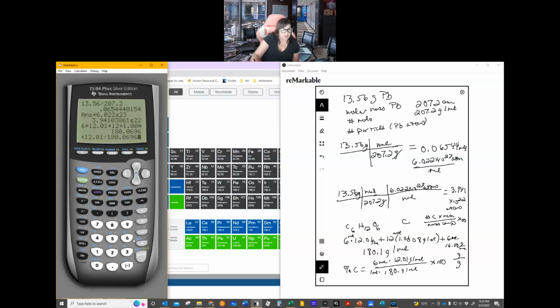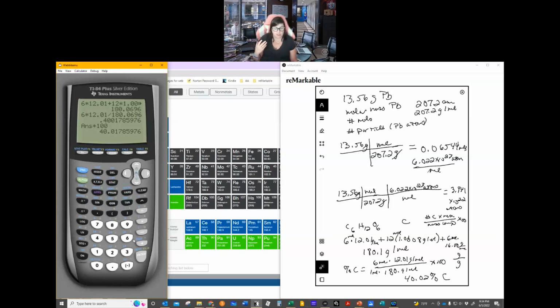Awesome. And that gives me that fraction, which I then multiply times 100. And that gives me an answer of 40.02%. And again, it's 4 sig figs because I have 4 sig figs in my 12.01. So that's where I get the 4 sig figs for my answer. So it's 40.02% carbon. That's what we're talking about for the percent composition of carbon in glucose.